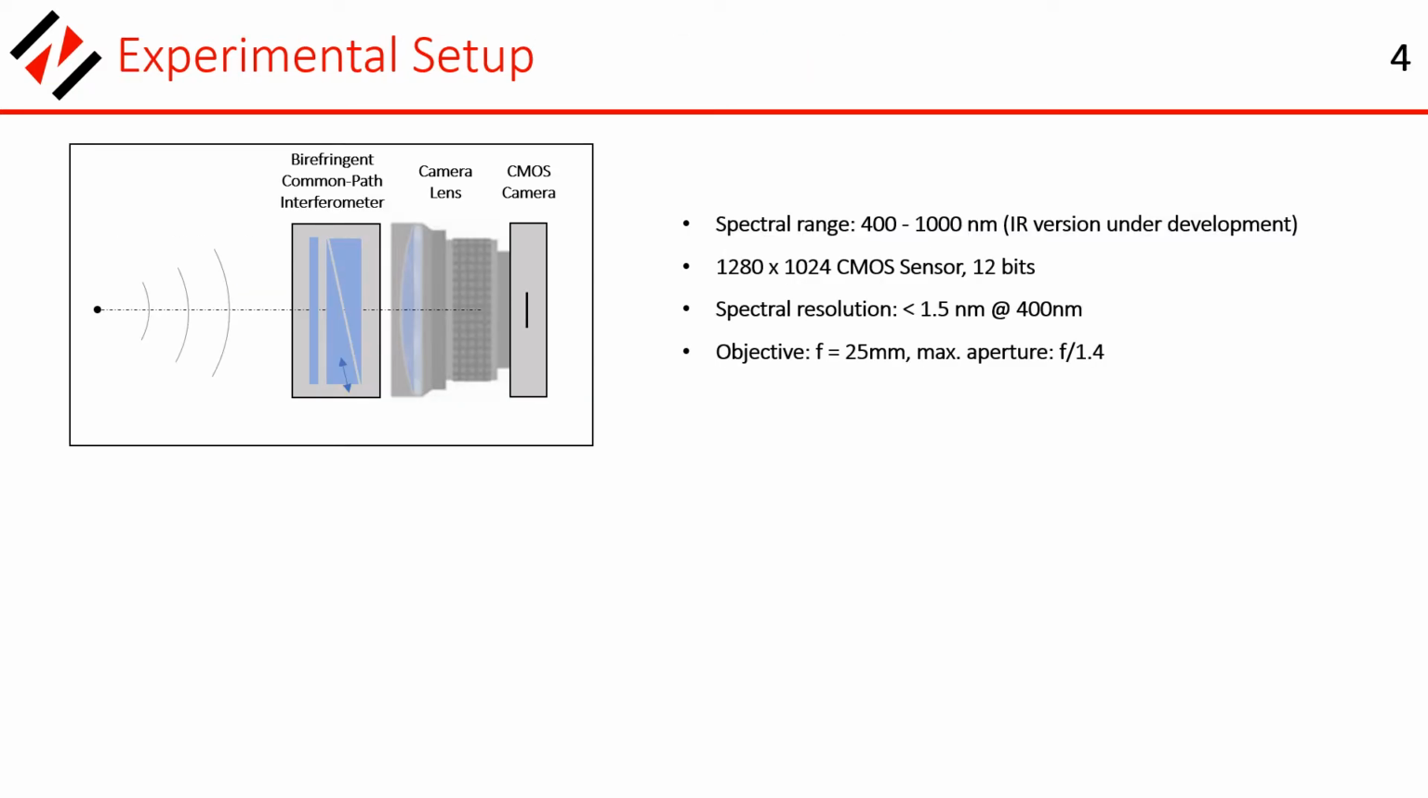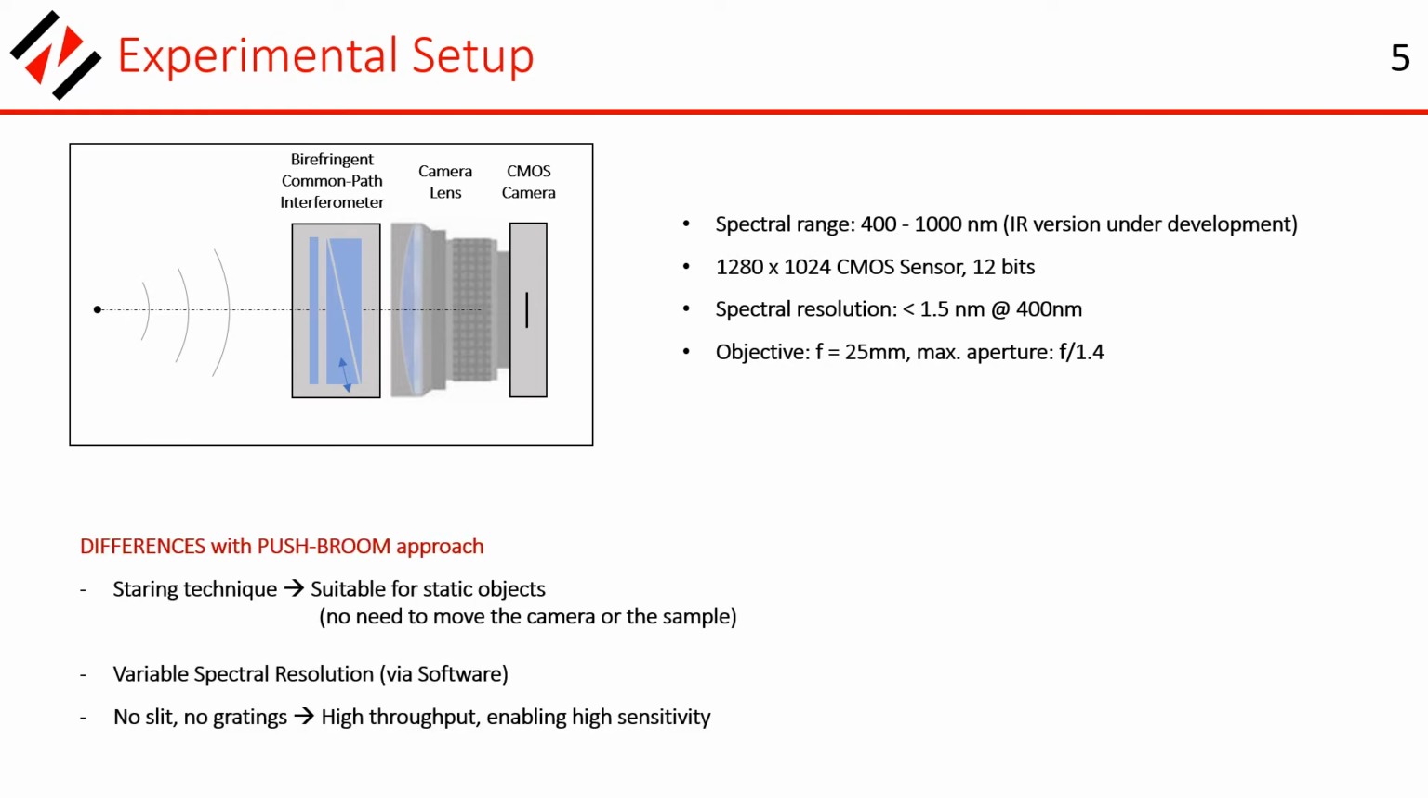This is the experimental setup of our device, which is based on a birefringent common path interferometer with advantages in terms of compactness and stability, followed by a camera lens and a CMOS camera. The spectral range of the device is 400 nanometers to 1 micron, but we are now developing the infrared version.